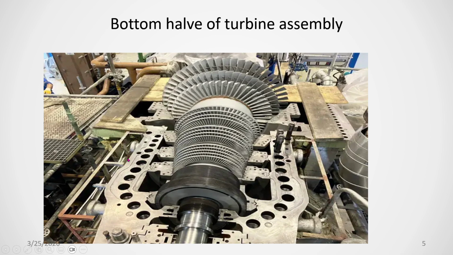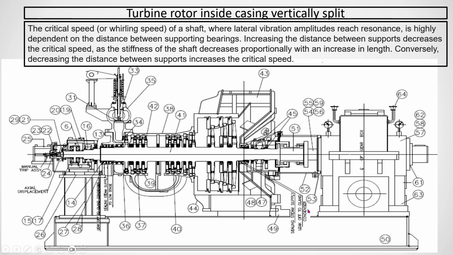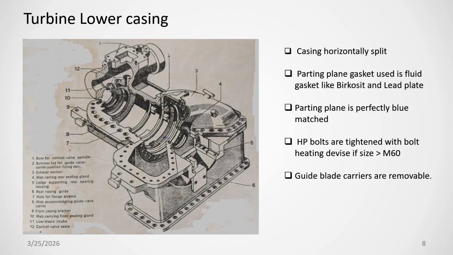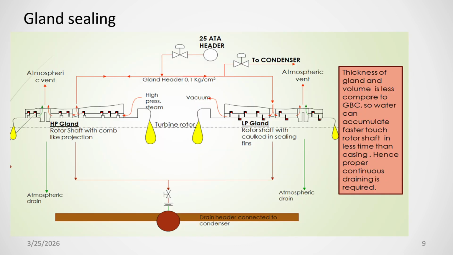Not only that, you have to do the blue matching of the parting plane, with the viscosite and lead paste. If there are any grooves, they will be filled with this viscosite and lead paste. 100% blue matching, or 95 to 100% blue matching, is required, so that all the sitting portion will come in contact, so that there should not be any leakage of steam from inside to outside.